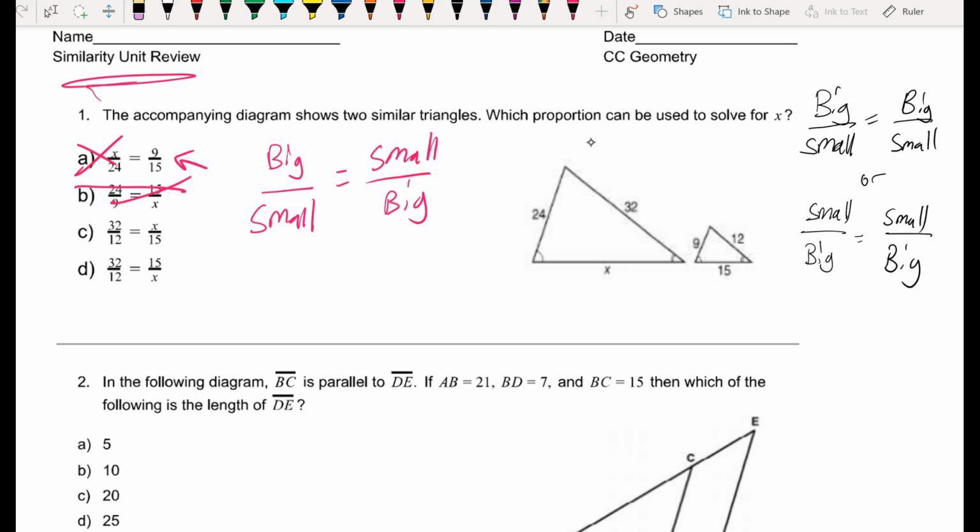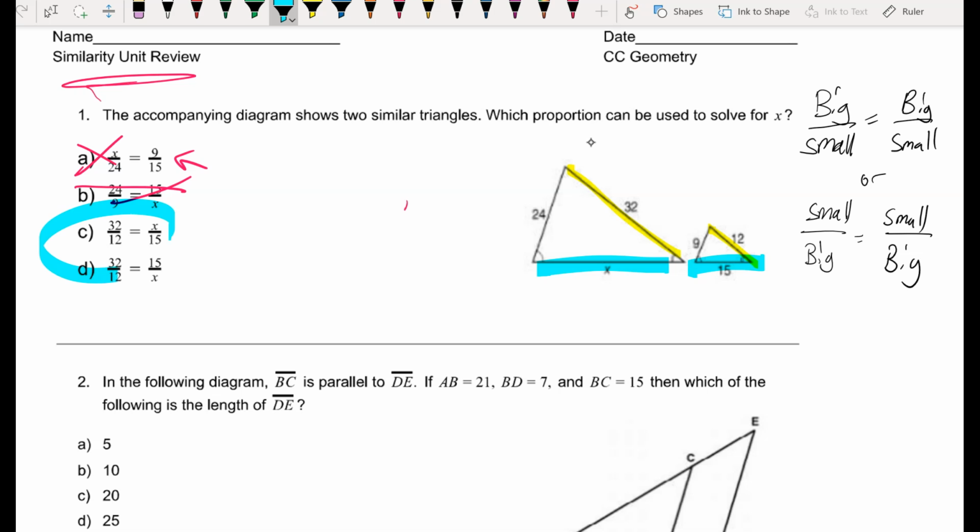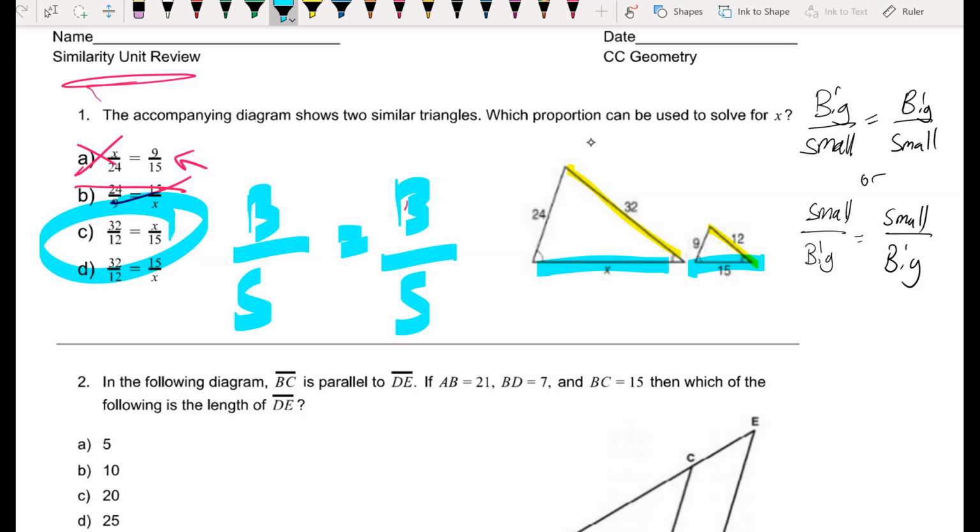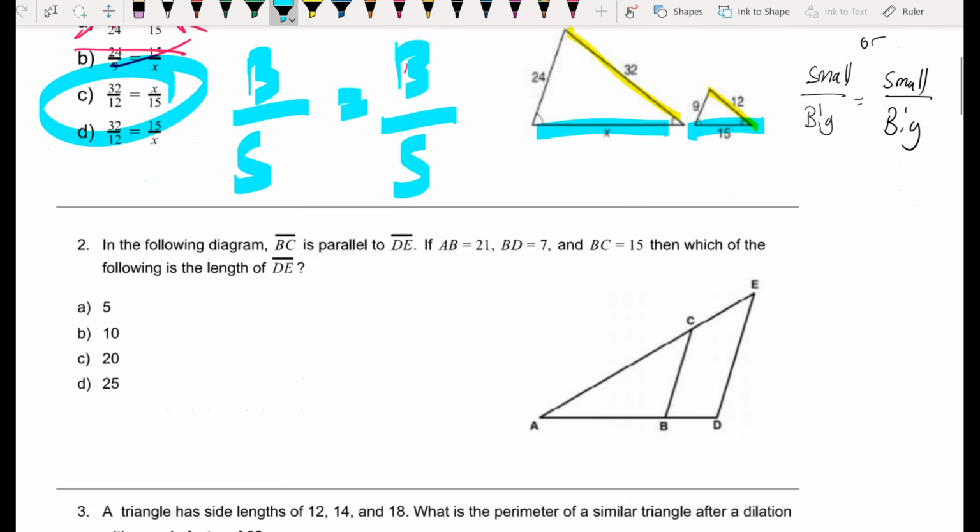But if I get to choice 3, I notice that takes 32 over the corresponding 12, and then it goes back to the big triangle equals x over the corresponding 15. So that would be big over small equals big over small. So that's a consistent proportion that matches up the correct corresponding sides.